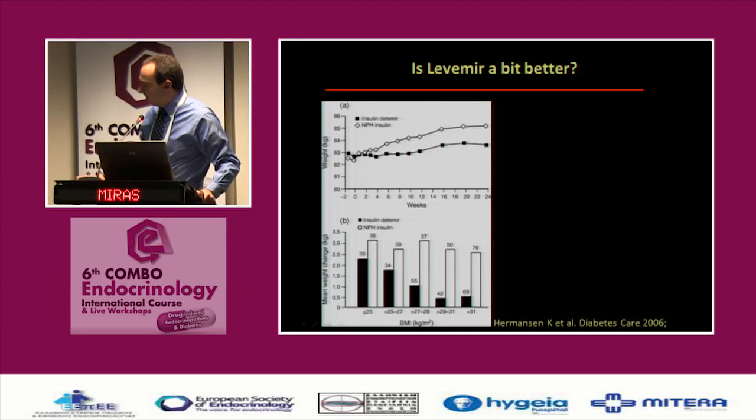Here is a trial where patients were taking NPH insulin versus insulin detemir. NPH is in the white bars, and you're going to see that people on the NPH gained about 2 kilograms or so more than patients on insulin Levemir. We're not entirely sure as to why Levemir might be a little bit better for weight control. Some theories are that it penetrates the brain more and it reduces activation of the homeostatic and reward systems of the brain.